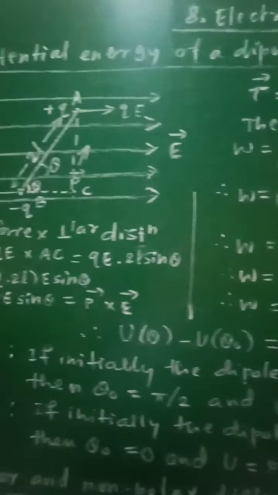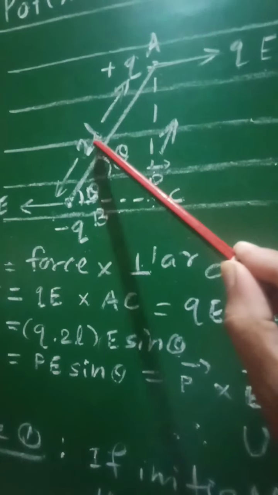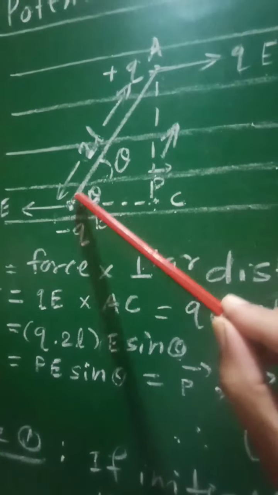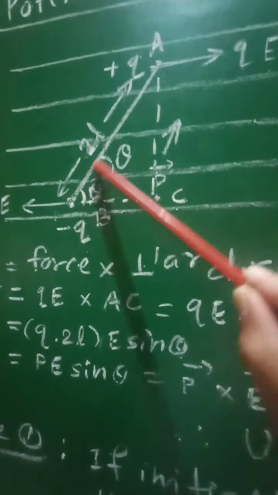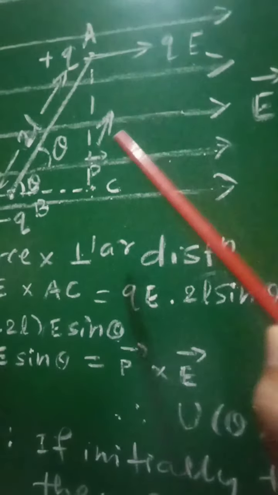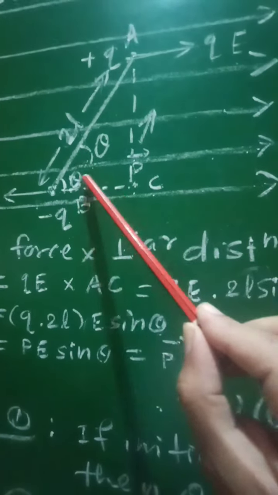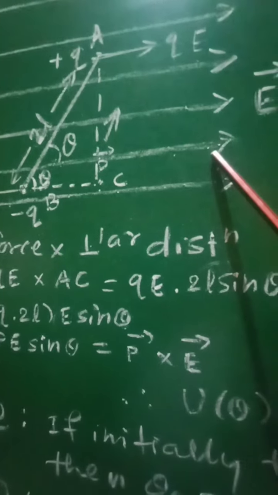In order to obtain the expression for the potential energy of the electric dipole, consider an electric dipole consisting of two charges minus q and plus q separated by a finite distance 2l. That is, 2l represents the length of this electric dipole. Then this electric dipole is placed in an external electric field E such that the length of the electric dipole makes an angle theta with the direction of the electric field.